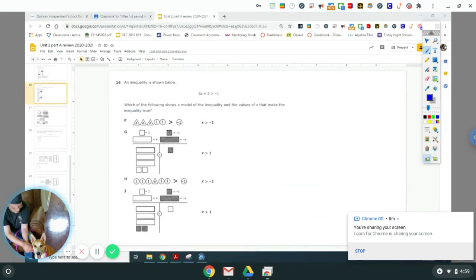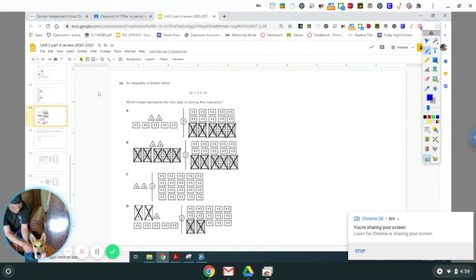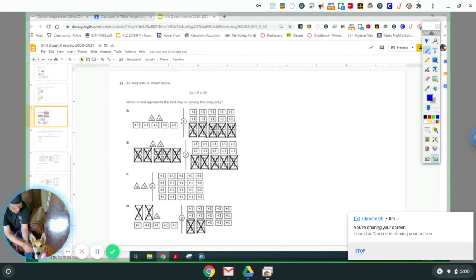Okay, 15. An inequality is shown below. Which model represents the first step in solving this inequality? Well, the first step in solving this inequality is taking away 5 from both sides. So A is taking away 5 from right here. But what you do to one side, you have to do to the other. So that's the reason why A is wrong and B is correct, because they're taking 5 away from both sides. And that's showing the first step.